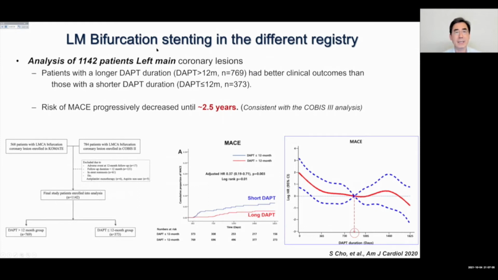Such a 2.5 years also emerged in a recent analysis of another Korean population. Here, this analysis includes more than 1,100 patients with left main coronary lesions. Once again, long DAPT was better, and MACE rate declined as DAPT duration increased, at least up to 2.5 years.